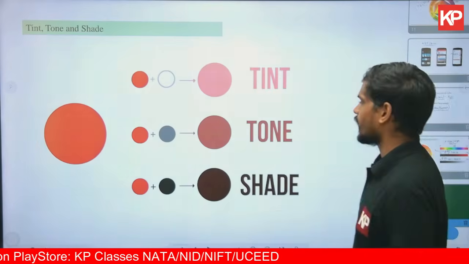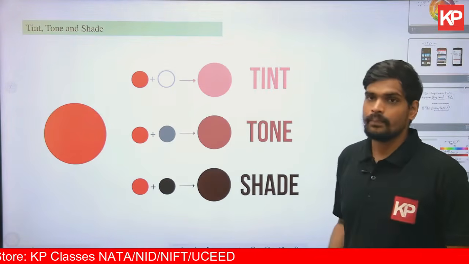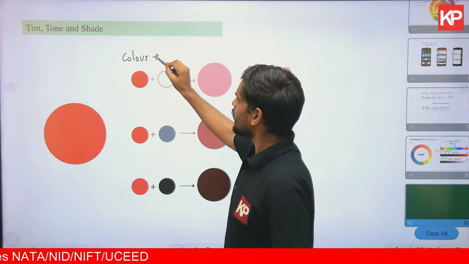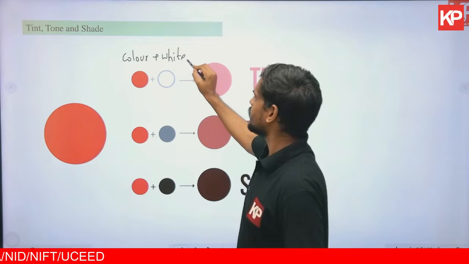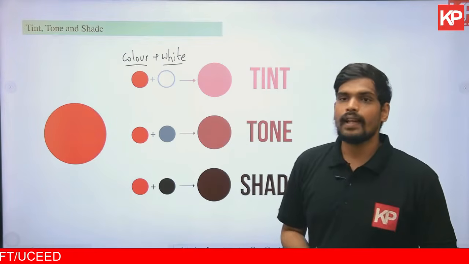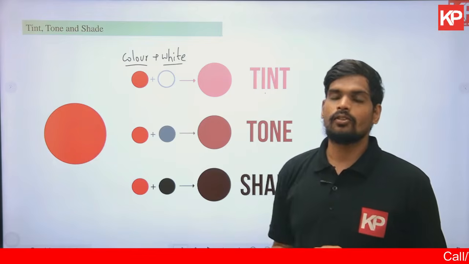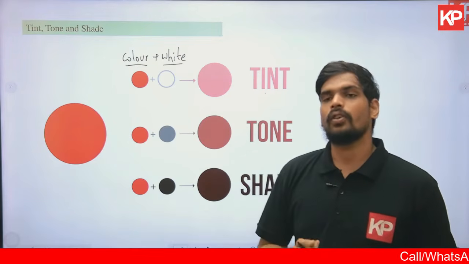So let us try to understand what is tint, tone and shade. Tint is basically any color mixed with different levels of whiteness into it. So if you take a color and mix white into it, you get tints of it. If I ask you on a piece of paper, draw the tints of green, how can you draw tints of green?